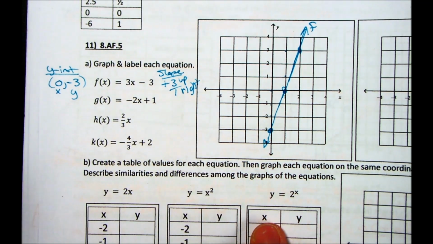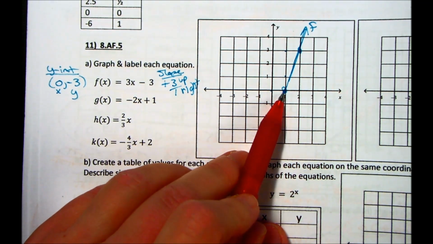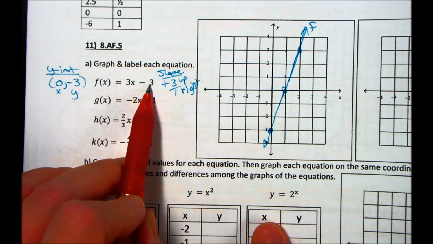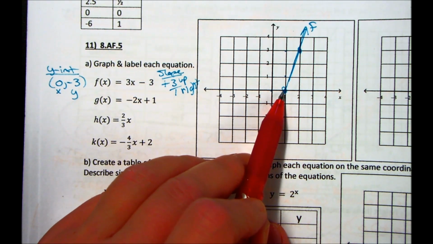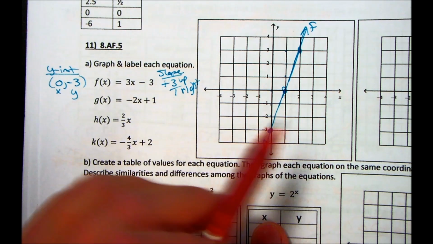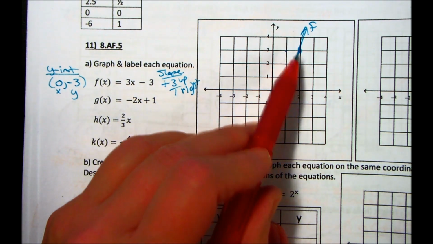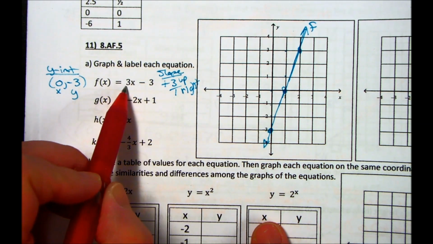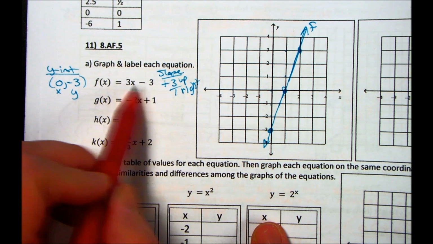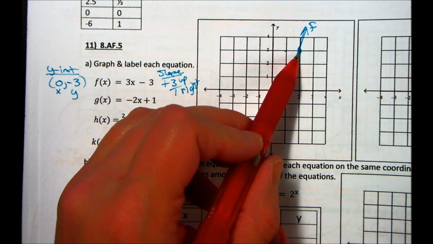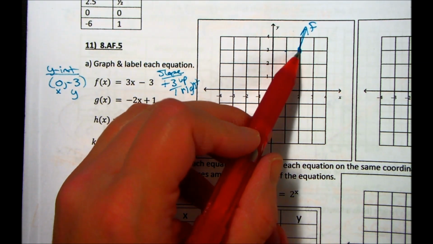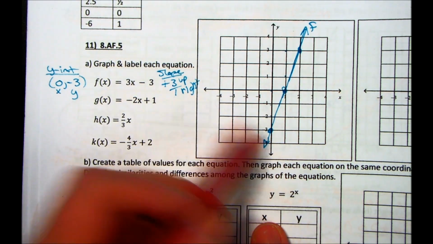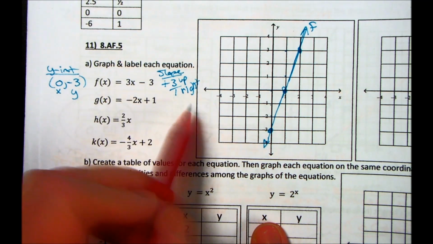Oh, one other thing I wanted to mention. If you were to substitute 1 into the equation for x, 1 times 3 would be 3, minus 3 would be 0. So the point (1, 0) is on the graph. Again, if I plugged in 2 for x, 2 times 3 would be 6, minus 3 is 3. So (2, 3) is on your graph also. So again, you can plug and chug to get some points or use your y-intercept and your slope.